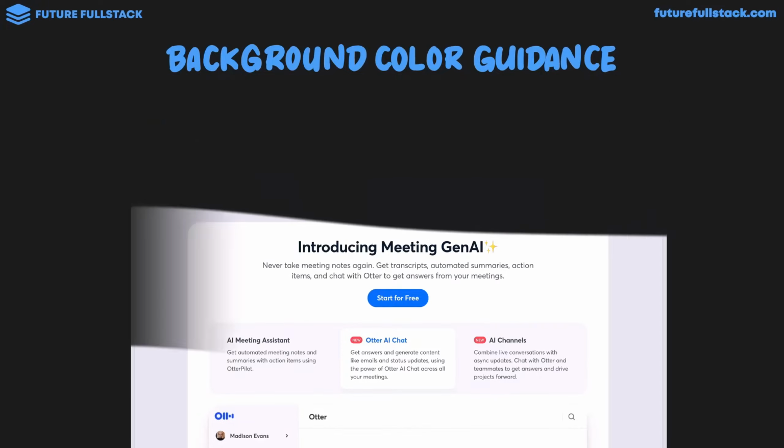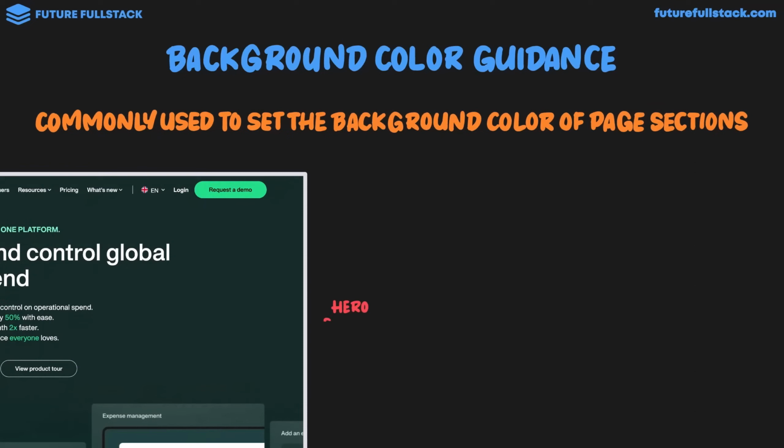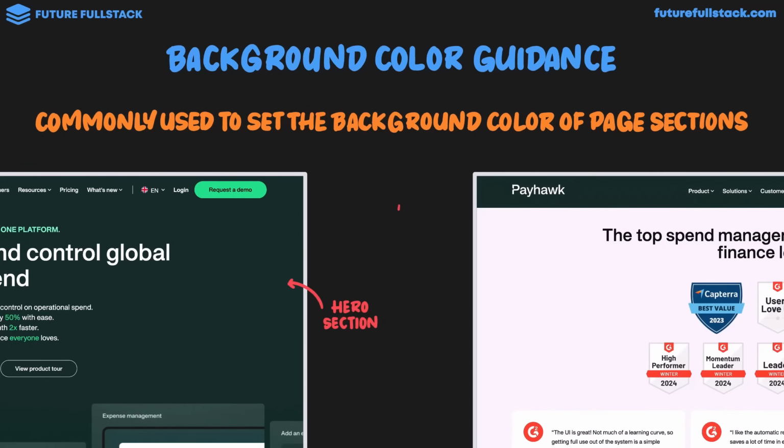The background color property is commonly used to set the background color of page sections. So on this page on the left here, the hero section is in this dark green. If we were to scroll down the page, you can see the nav bar is in this same dark green, whereas the testimonial section is in this very light purple.